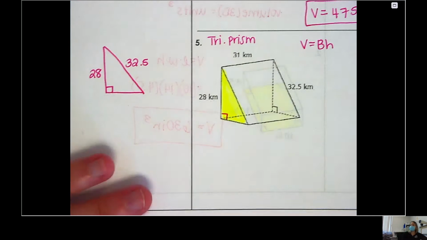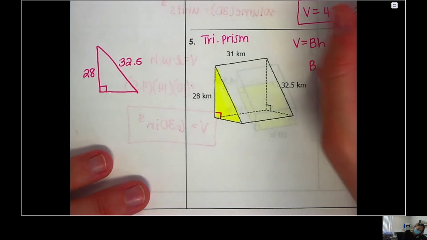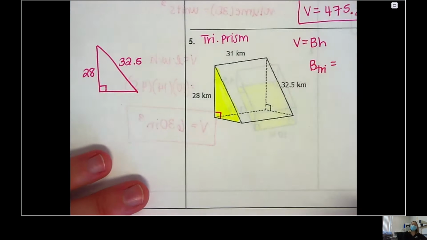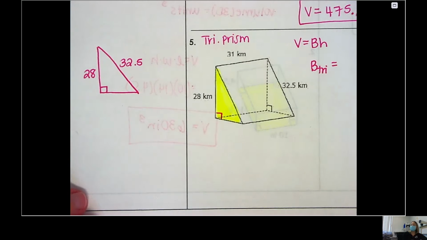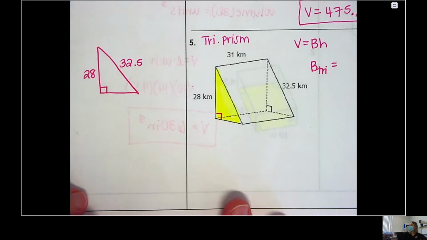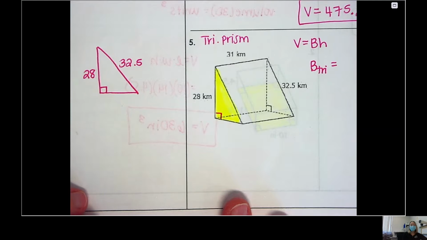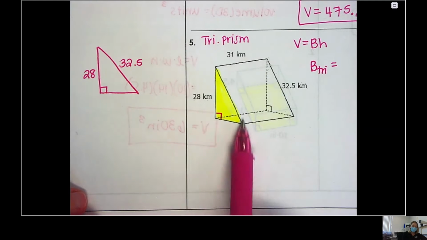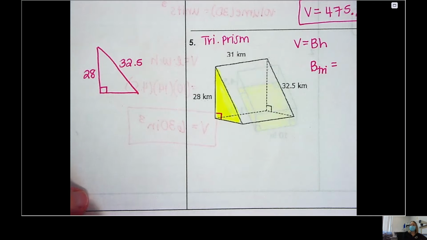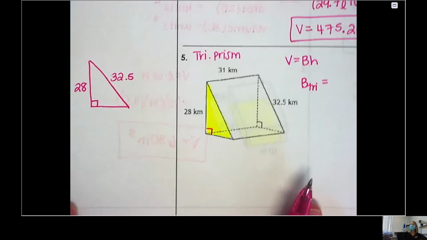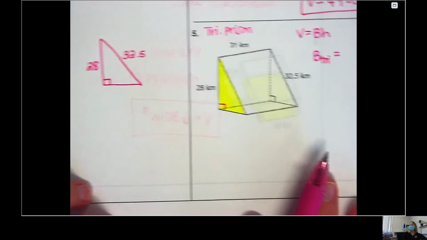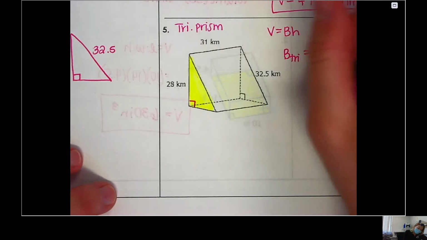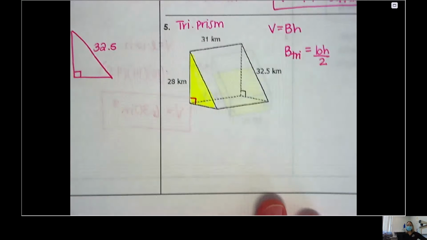What's the formula to find area of a triangle? Look right above. We've been doing this whole time. How do you find it? That's for volume. How do I find just the area of a regular 2D triangle? 1/2 base times height. Good. Or base times height divided by 2. Okay. Base times height divided by 2.